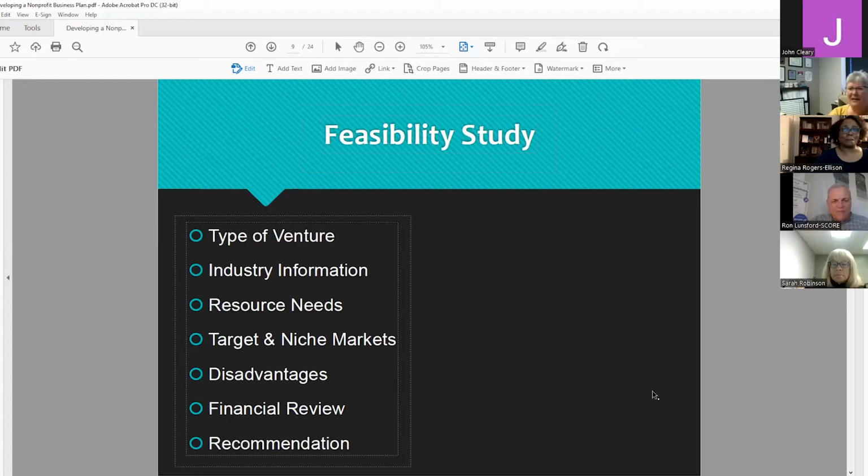And then certainly looking at the finances overall and what you can expect to potentially bring in with the organization. And then the final thing, after you've gone through these steps, is coming up with a recommendation. Should you move forward or should you not move forward? Is this practical or is it not practical? Is it feasible to do?